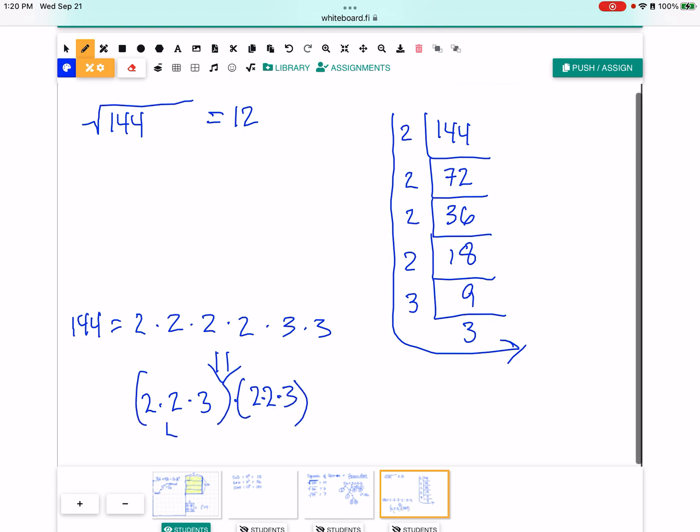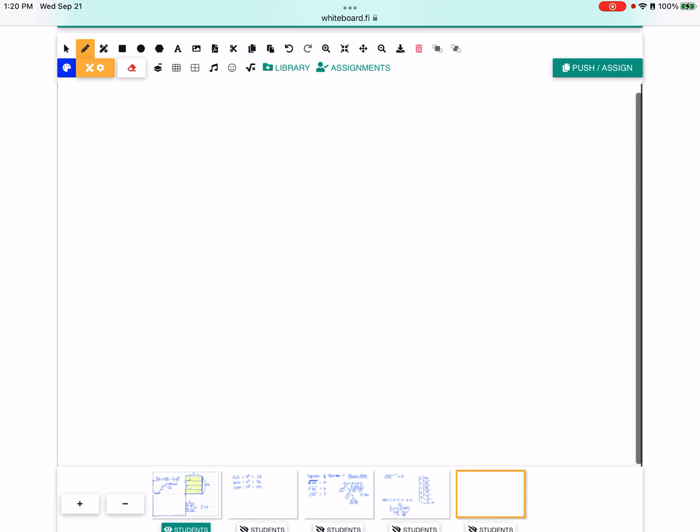I know that 2 times 2 is 4, so it's 4 times 3 times 4 times 3, and I know that that is 12 times 12. And there I go. I've found the square root of 144 through prime factorization, because maybe I forgot it. I hope you wouldn't, but it happens sometimes. Okay.